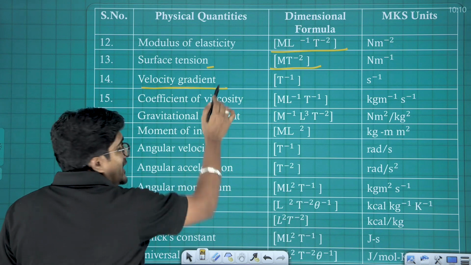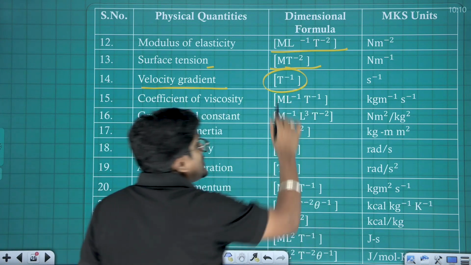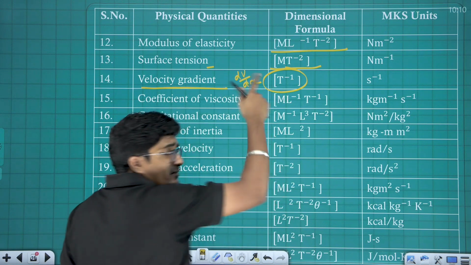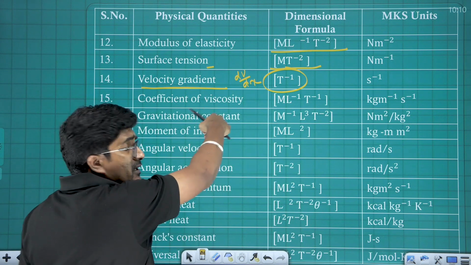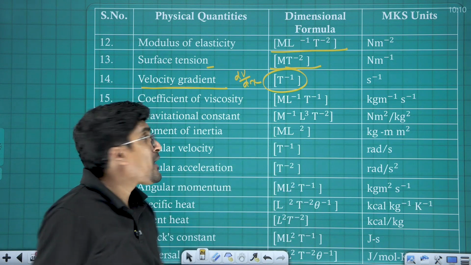Here this is velocity gradient. Velocity gradient is nothing but dv by dx. There you are going to get it as T raised to minus 1. I repeat, here this is dv by dx. dv is L T raised to minus 1 and on the denominator you are having L. L and L will cancel each other. You will get T raised to minus 1.